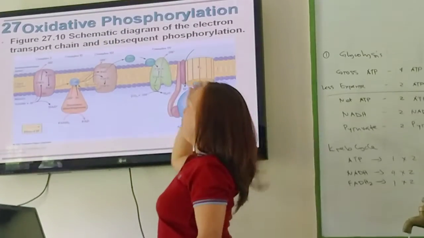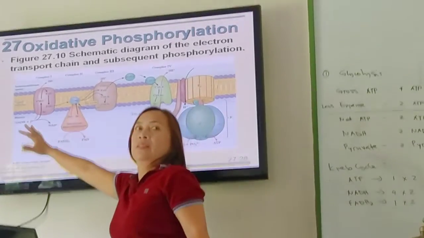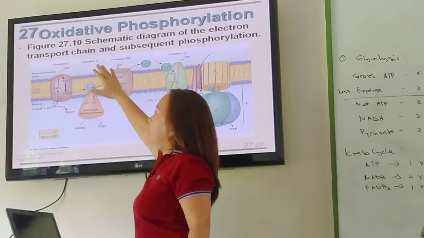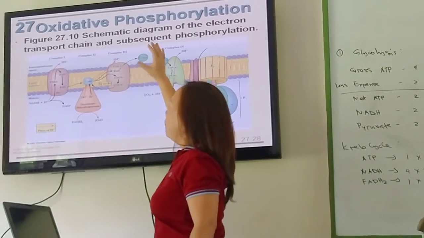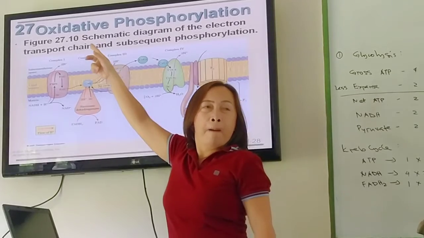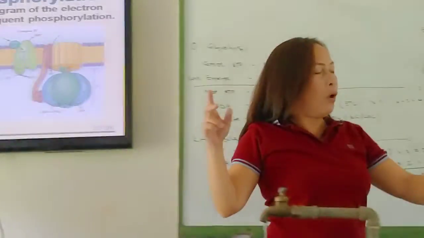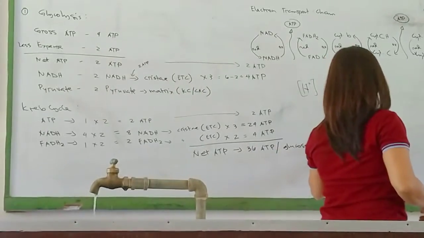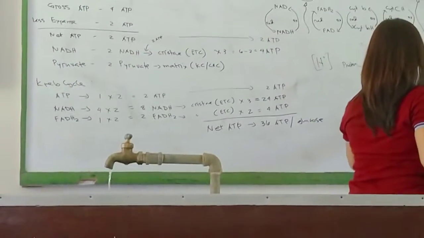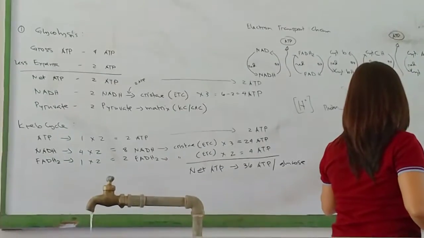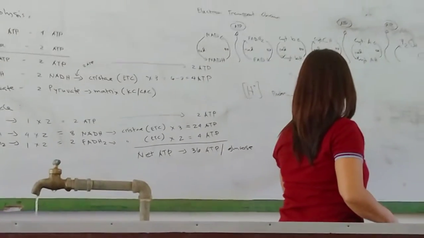Now, there will come a time, because this is passive, that in the intermembrane space, this creates a gradient. We call that electrochemical gradient. Electrochemical gradient. Now, what is this gradient?